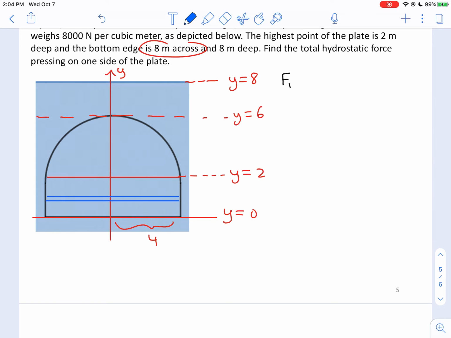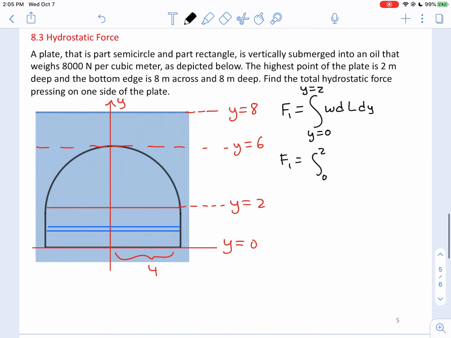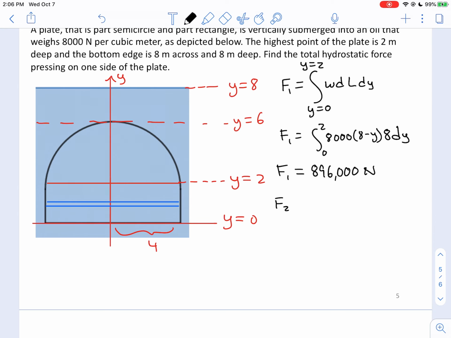So for force 1, let's get all the pieces here in place. We have omega d L dy, and for force 1 we're going to start at y equals 0 and end at y equals 2. The omega is now only 8,000 newtons per cubic meter. That's the depth. Well, the strip I've drawn currently is y units above the x-axis, so the depth will be 8 minus y. The L will always be 8, and then times the dy. So here's our integral that we would set up to get the first force, and that winds up being 896,000 newtons.